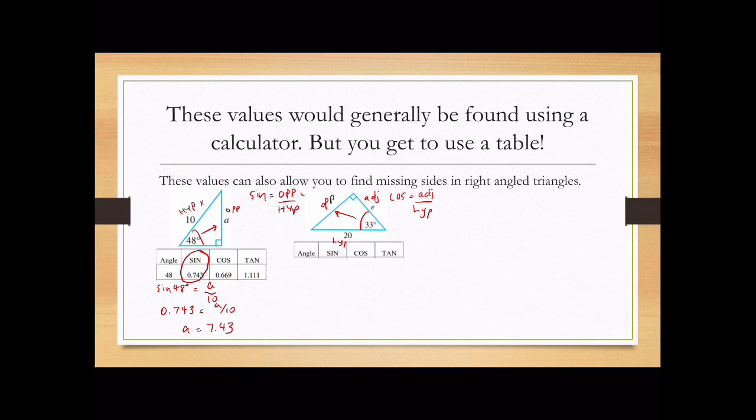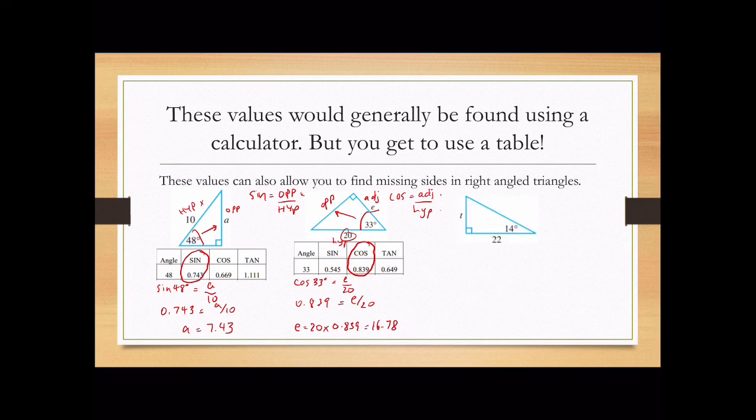So look at the table again. If you look through the table, find 33 degrees, and you'll see cos is 0.839. So that means cos 33 in this triangle here would be adjacent over hypotenuse. So cos 33 is 0.839. That's going to be equal to E over 20. So E would be 20 times 0.839, which is 16.78. I'm pretty sure.